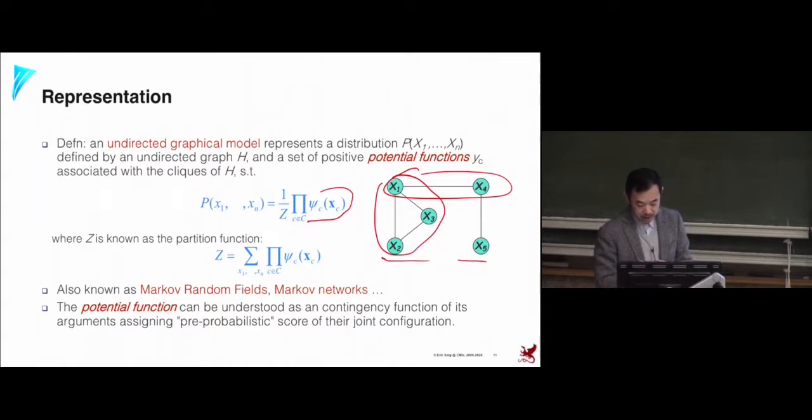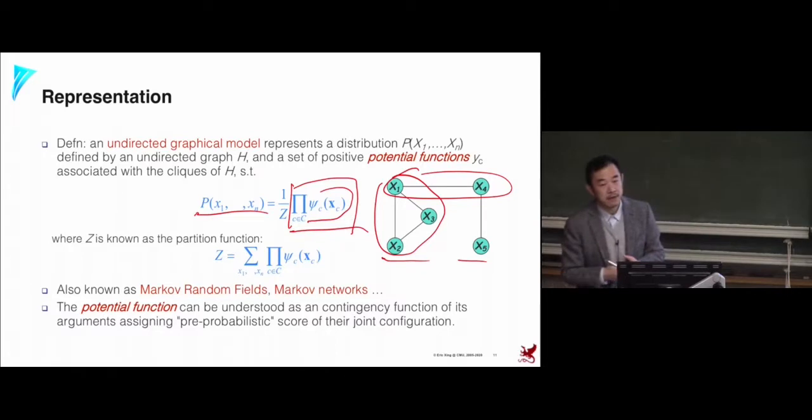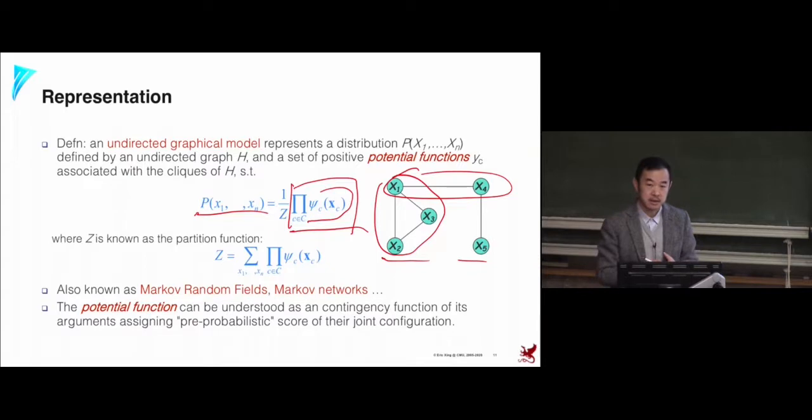It's a positive function on configurations of discrete or continuous random variables. They need to be positive because if you have a negative number here, when they are multiplied, they will produce a negative probability, which is invalid, right? And also this product is basically the multiplication of the potential functions defined on all cliques over a particular configuration.